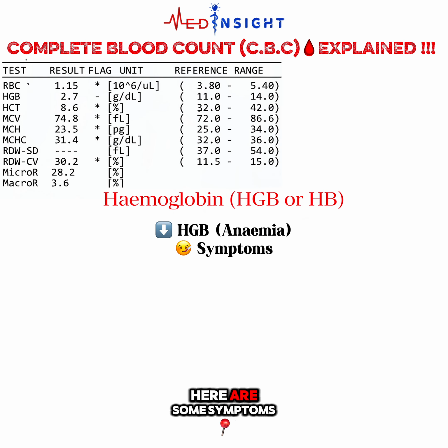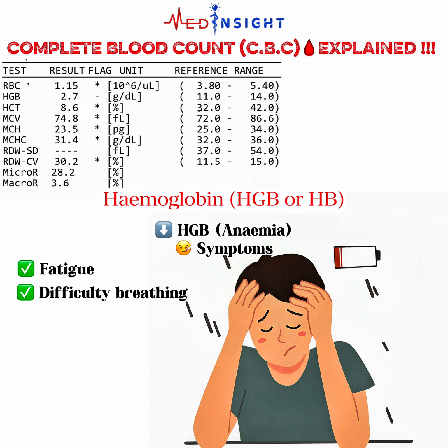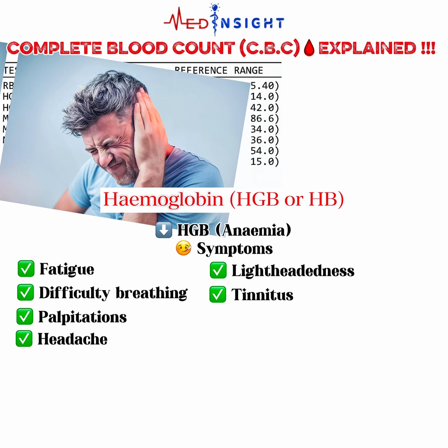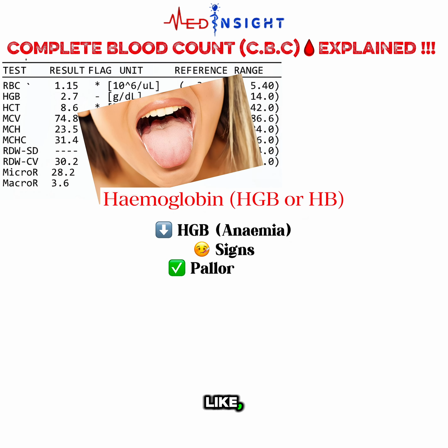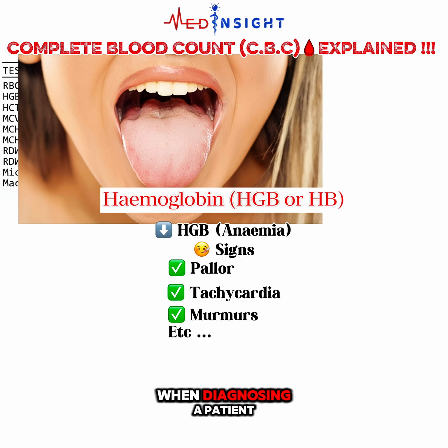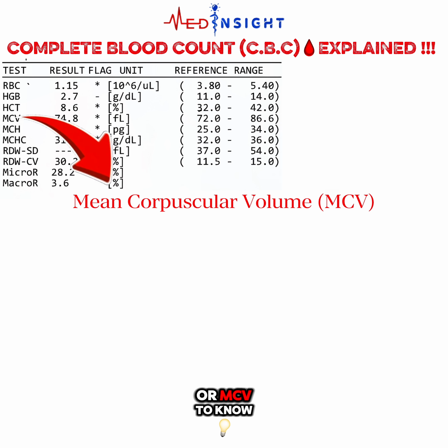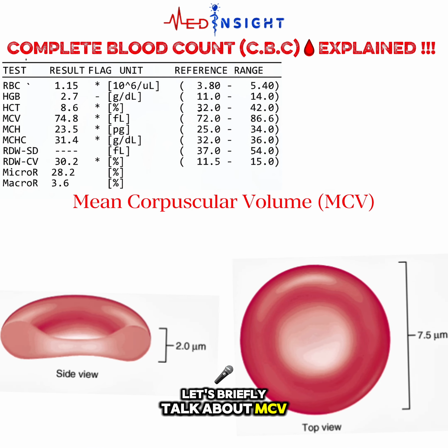amongst others. Here are some symptoms of anemia: fatigue, difficulty breathing, palpitations, headache, lightheadedness, tinnitus, anorexia, amongst others. You may pick up signs like pallor, tachycardia, and murmurs. When diagnosing a patient with anemia, we tend to look at the mean corpuscular volume, or MCV, to know the specific type of anemia. Let's briefly talk about MCV.